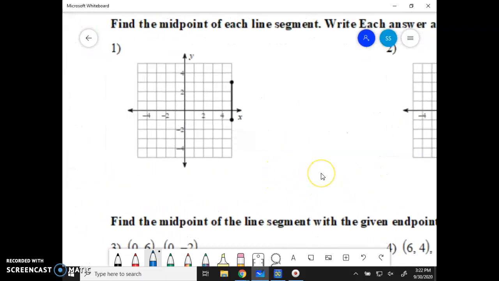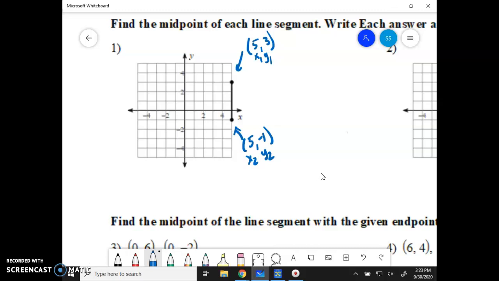We could certainly look at these points here, right? Like this is over 5, up 3. So that is at (5, 3), and we could look at this point and it is over 5, down 1. Okay, we could certainly use our formula, right? Call this x1, y1, x2, y2, and use our formula.